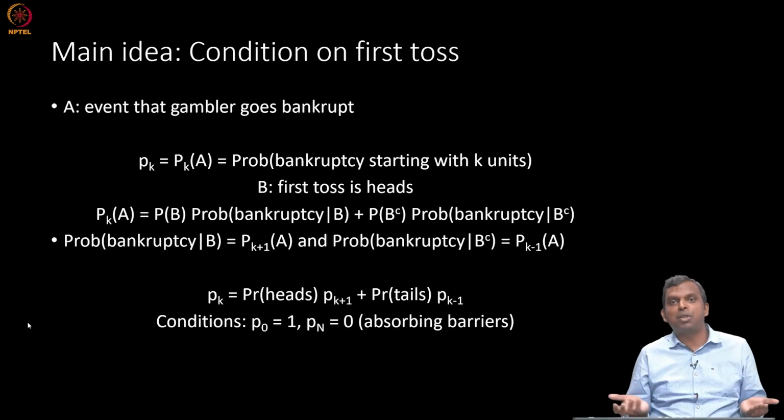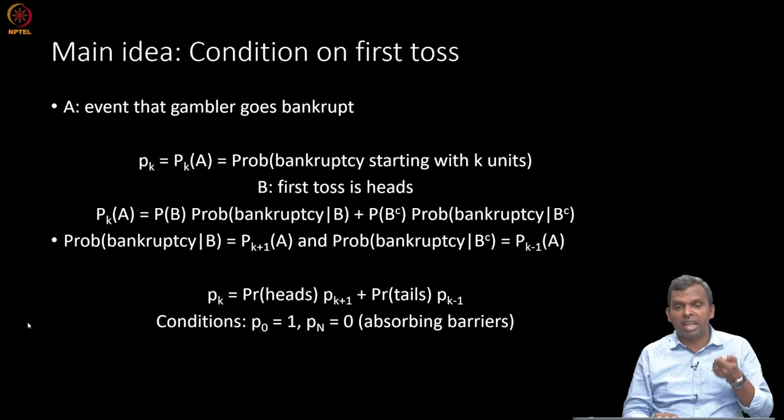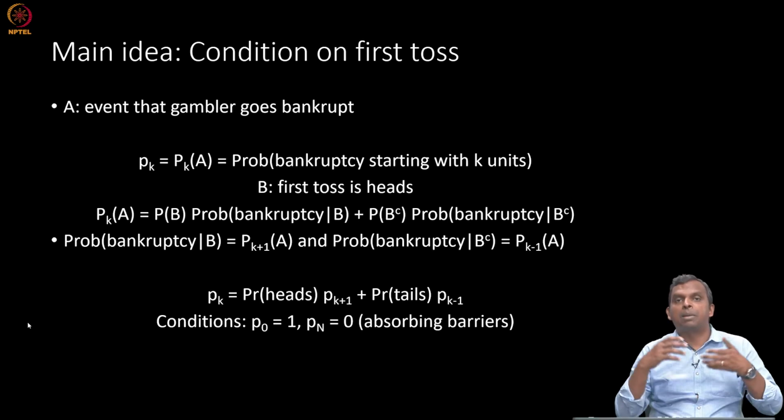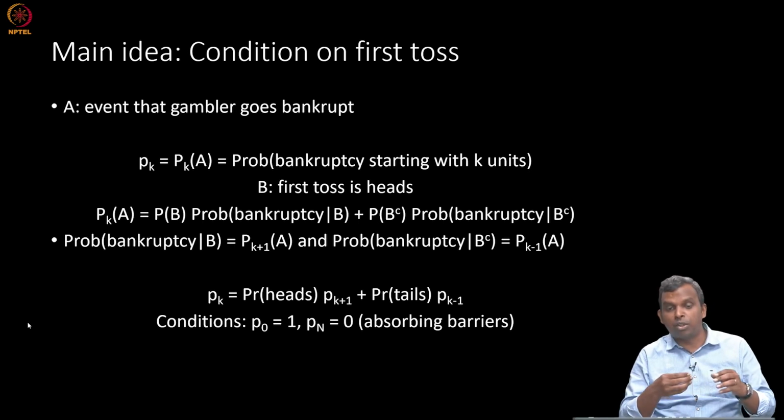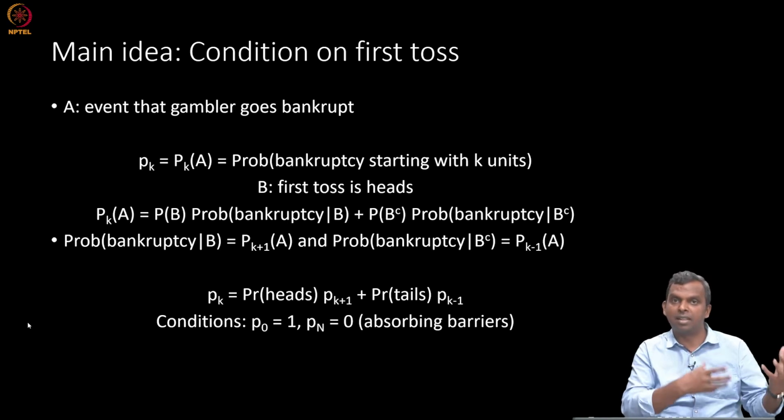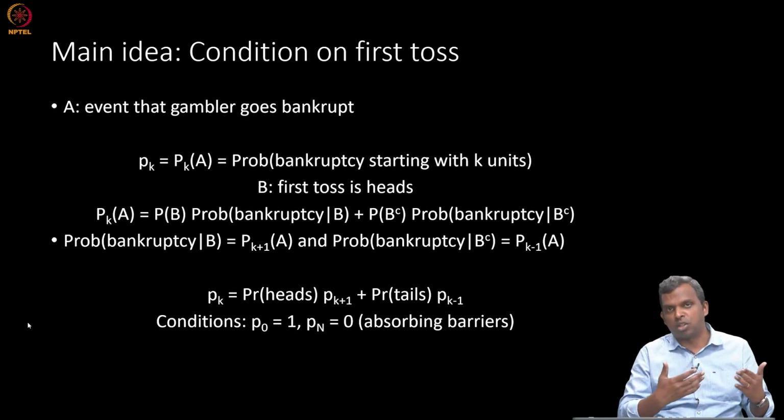Now I already have a notation for this. Pk of A is the probability of bankruptcy given you have k units of money with you. When you have k plus 1 units of money with you, it is simply Pk plus 1 of A. That's just a notation, but you see how the probability spaces are connected. The one that you started with k, now you're starting with k plus 1. That's the new space when you condition on the first toss.